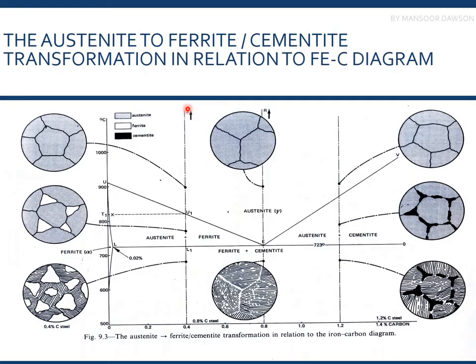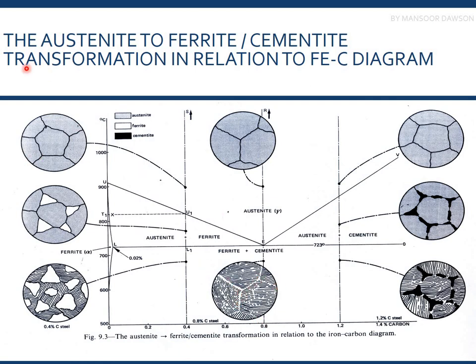Okay. So coming back to this slide, this is the austenite to ferrite and cementite transformation in relation to the iron carbon diagram. You can see that this is the eutectoid composition at 0.8% carbon, in which the whole austenite structure is converting directly into the pearlite structure. So you don't need to worry about these lines. These are just grain boundaries, not the hypoeutectoid phase.